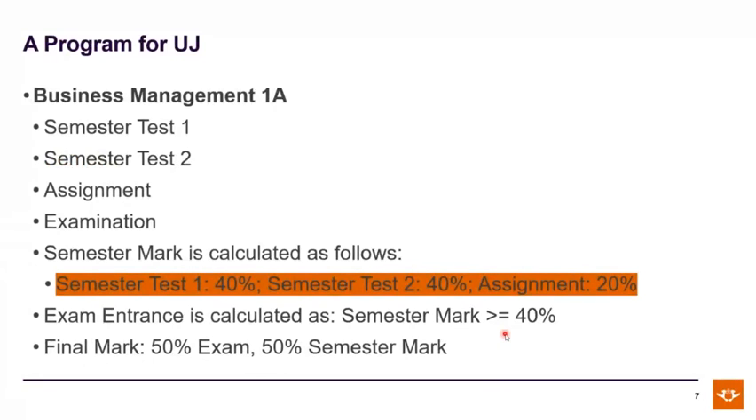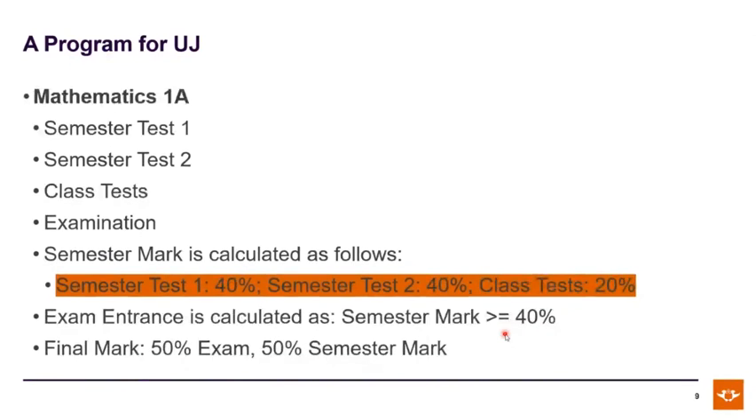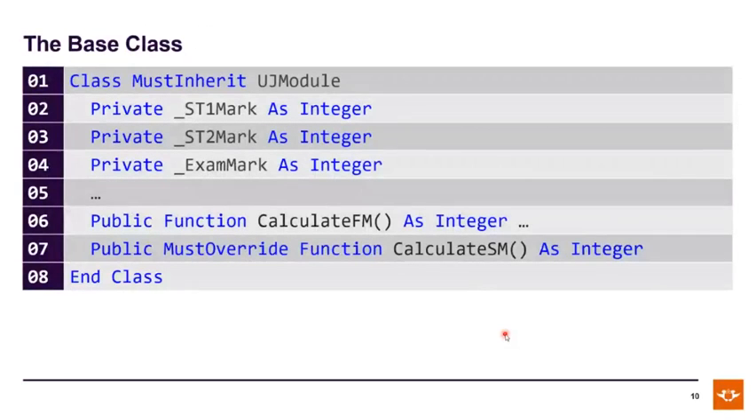Okay, so recapping, again, we're using the UJ modules as an example, as it's something that everyone here is used to, and it makes sense to calculate semester marks, etc. So we have that situation with a MustInherit class UJ module, so it's abstract. We don't know how to calculate the semester mark. So we have a situation here where we have an abstract class. Now, is it abstract because it has an abstract method, or is it abstract because we could declare it as abstract?